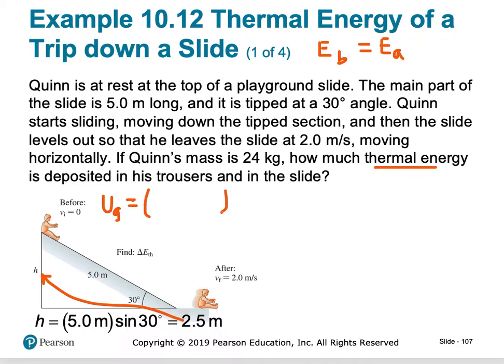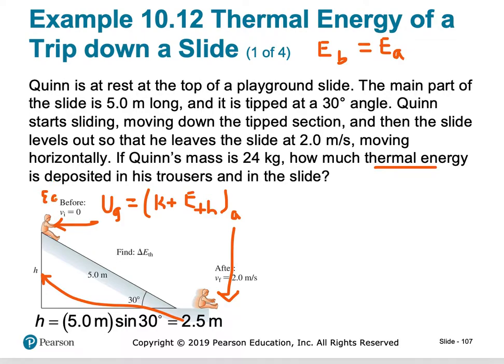Let's take a look and see what types of energies we have in our after case. Here's our before case up here at the top, and our after case is down here at the bottom. At the after case, we have no more potential energy because we're down at the ground, but we do have kinetic energy because Quinn is sliding to the right. We also have thermal energy from friction of his pants sliding on the slide. So we have E thermal. So this is our equation.